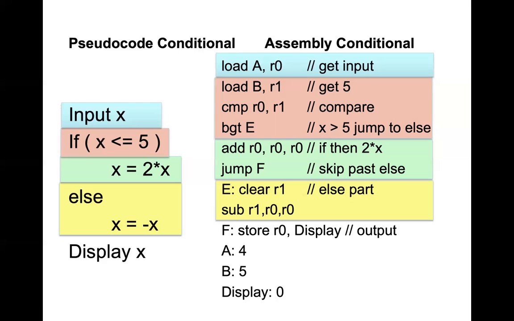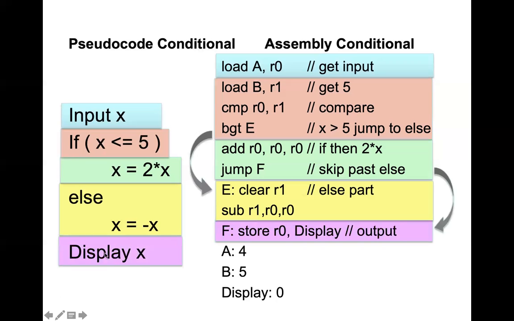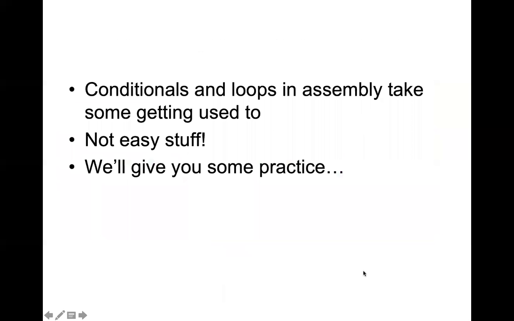Okay, so then our last thing we want to do is display X, and we can't display X because we don't have IO devices, so we're just going to store it again to a variable called display, and now we're done. Okay, so conditionals and loops in assembly take some getting used to. We haven't looked at loops yet, but we will in the next lecture segment. This is fairly hard stuff, and we're going to give you plenty of practice.